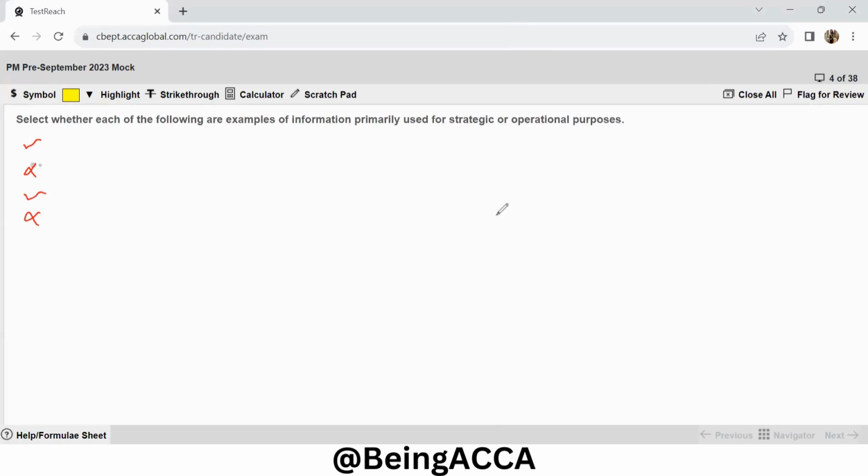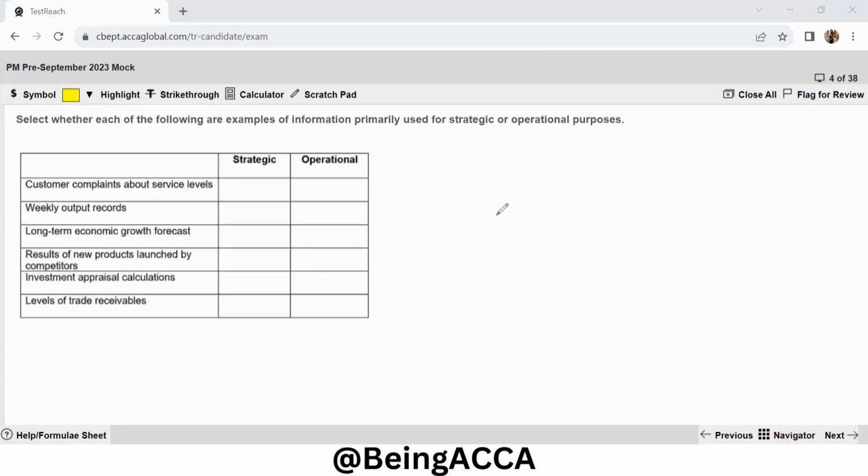Right. So in this, we have to select whether each of the following are examples of information primarily used for strategic or operational purposes. So let's first have a look. First, let's recall. Strategic is anything which is long term, which is taken a look at by the top level management of the company. And operational is something which is day to day, which is left on the lower level management, the immediate people who are doing the job to take these decisions.